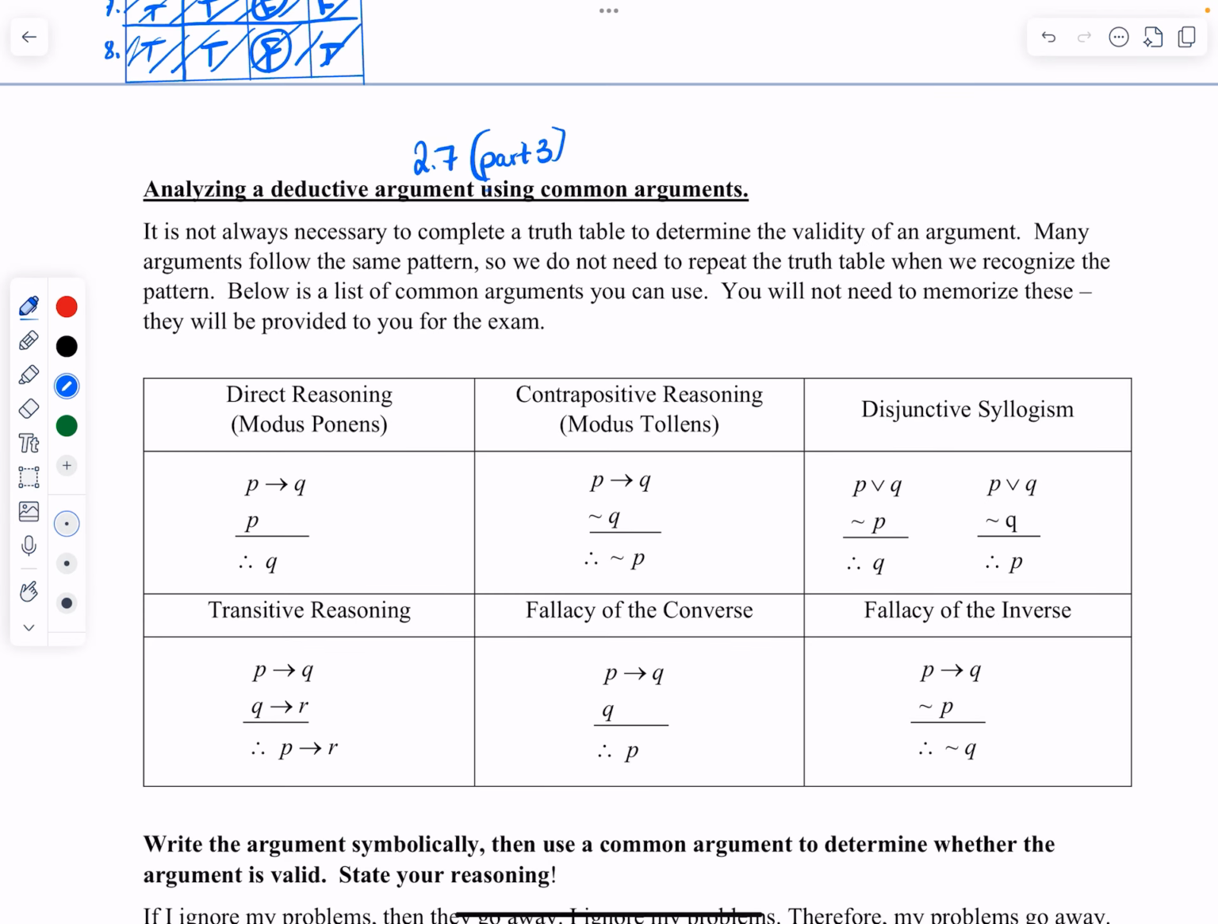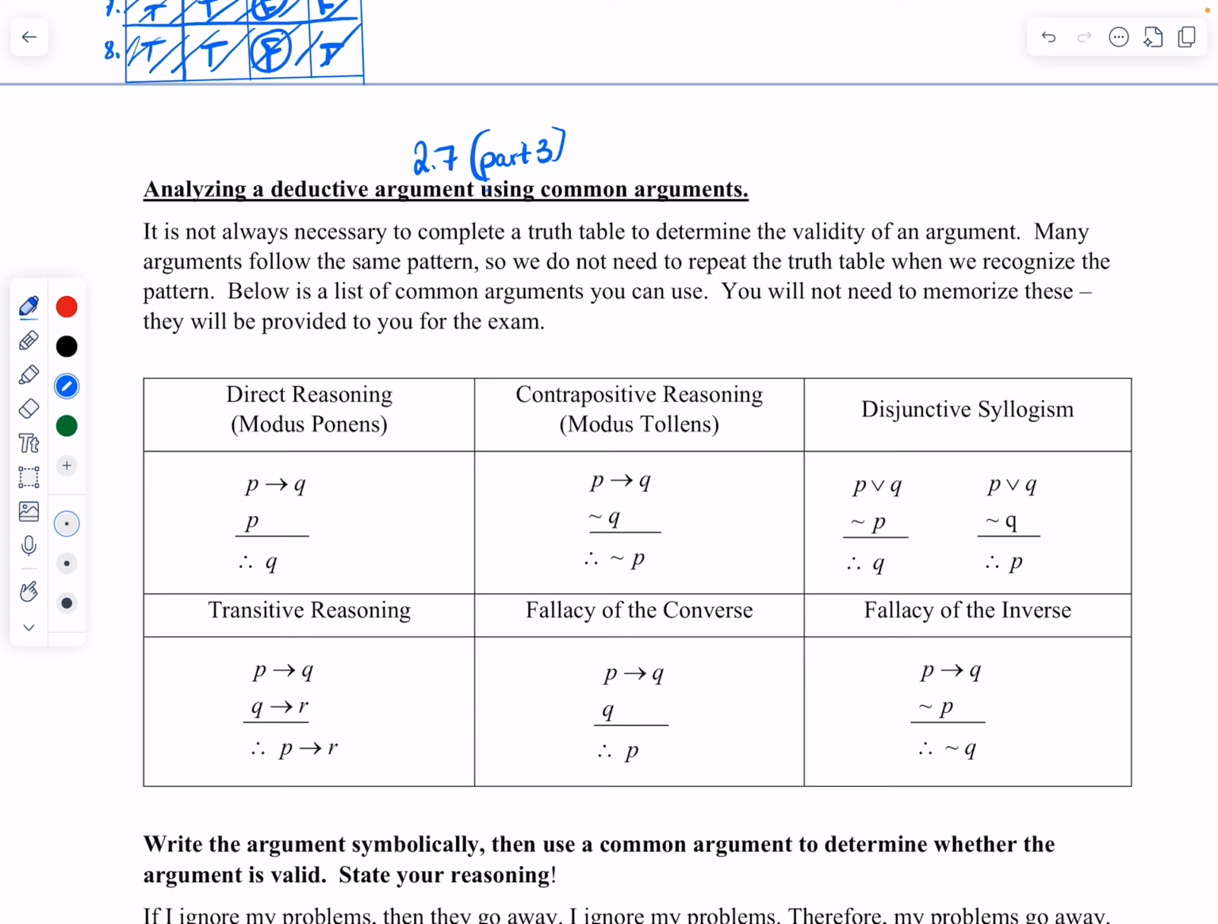Okay, this is 2.7, part 3. Instead of using truth tables, we're going to analyze a deductive argument using common arguments. So on this page, we'll see a chart here, and we're going to talk about which one's which. What you're going to do is write out the arguments symbolically and then match them up and see if it matches anything we have here.